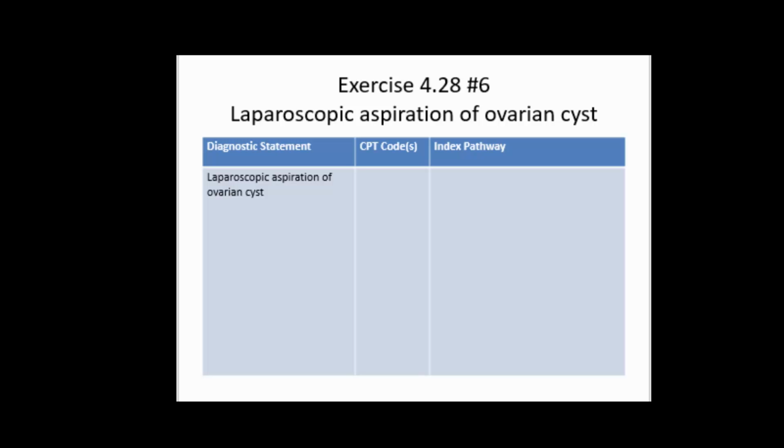Then this is a referral back to a procedure I talked about in part 1 with the aspiration of the ovarian cyst, and how strange that might seem to be in the digestive system section of the code book, but it is, because you're entering through the abdominal cavity to get to the ovarian cyst to aspirate it. So you would find it there. And here is the code.